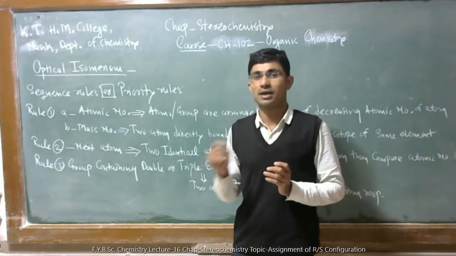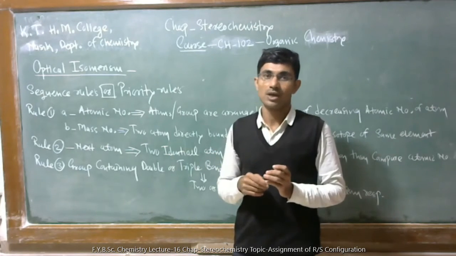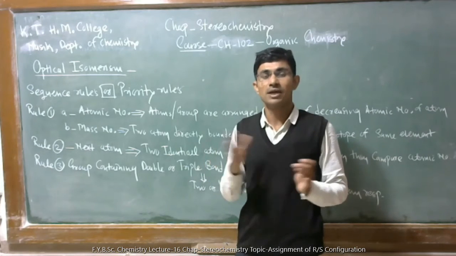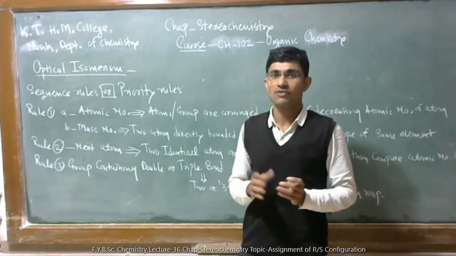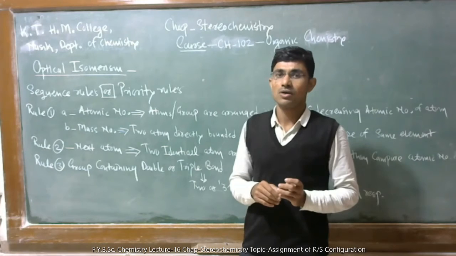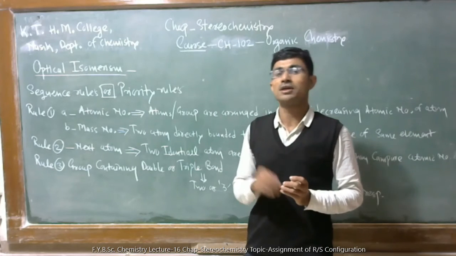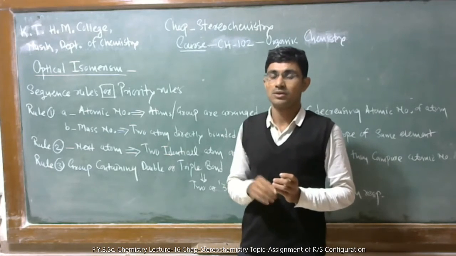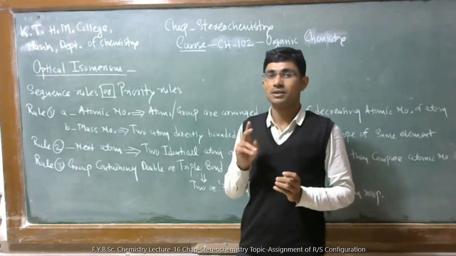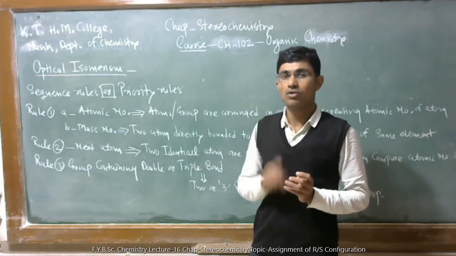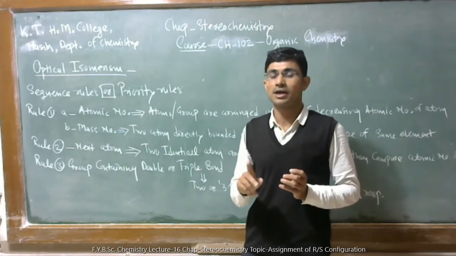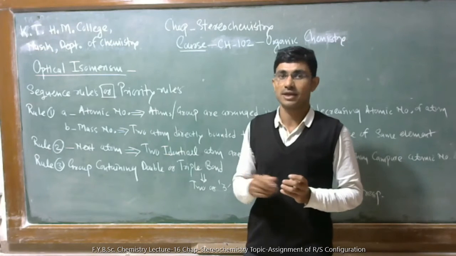R means rectus, meaning right hand. S is nothing but the Latin word sinister, meaning left hand. Okay, so last time we discussed all these things. We also discussed the sequence rules, the priority rules. There are three rules: Rule 1, which has rule A and rule B, and also the second rule and the third rule. We discussed them last time.